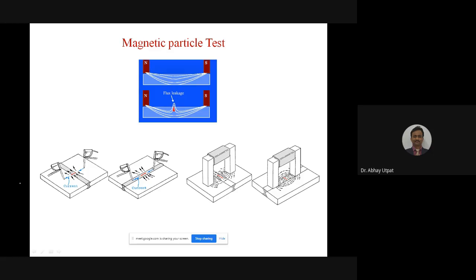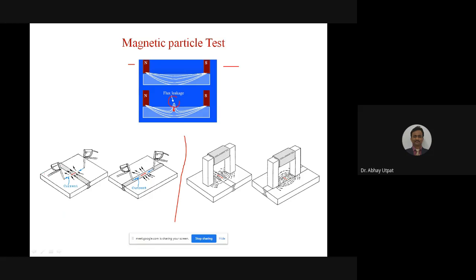See, here I was explaining this to you. This is N. I will take some different color. This is the N pole, this is the S pole, and if there is any flux leakage, meaning any crack, you will find accumulation of powder here. Now here two different aspects are there. I will divide this into two parts. On the right hand side, the magnetic field is applied directly, and on the left hand side, current and field is there.